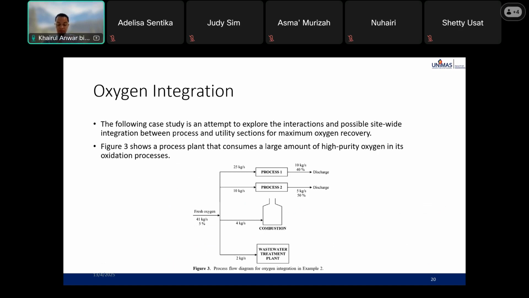Figure 3 shows a process plant that consumes a large amount of oxygen in its oxidation processes. A relatively small portion of the oxygen is also fed to enhance the combustion system, as well as for the aerobic section of the wastewater treatment plant. The oxygen emitted from the oxygen consuming process is still of good quality and should therefore be used to reduce the fresh oxygen. This is the process. So we have 1, 2, 3, 4.